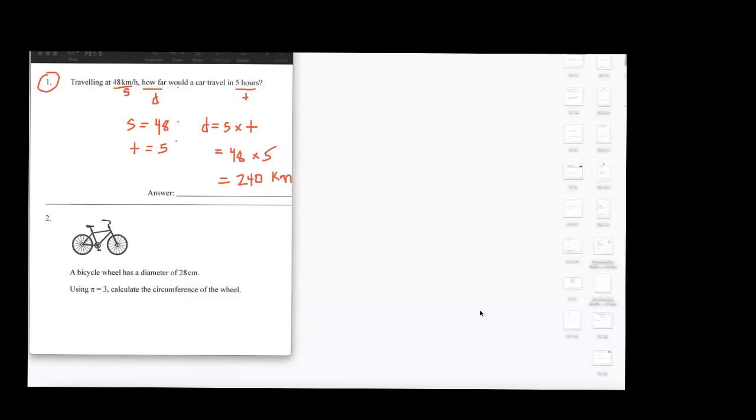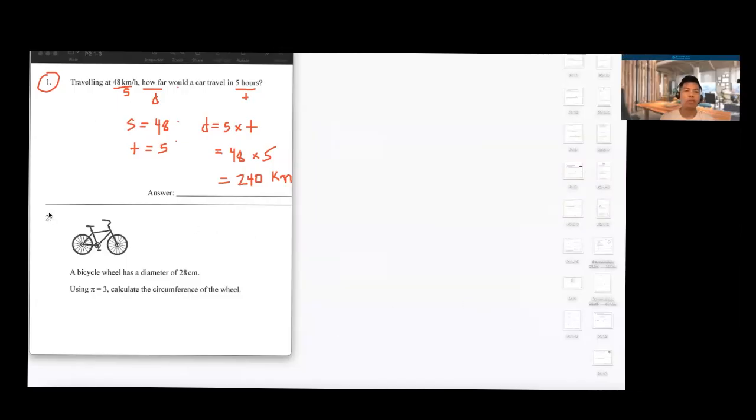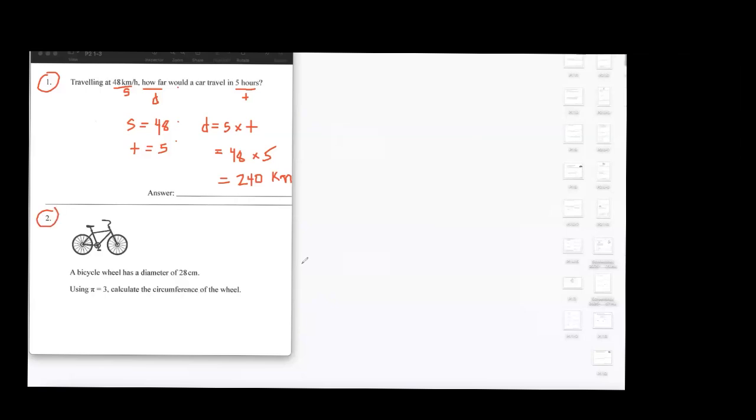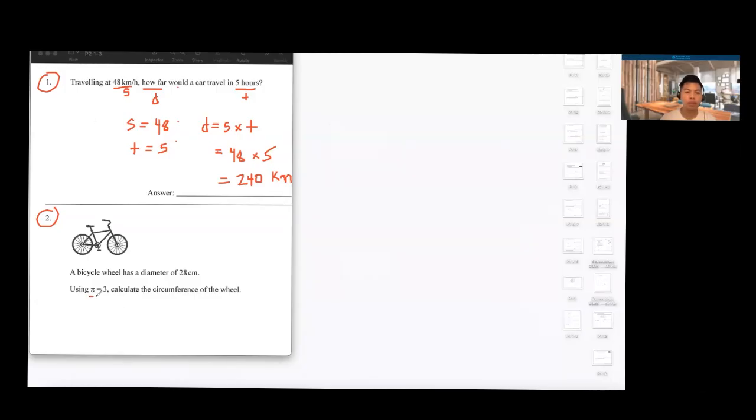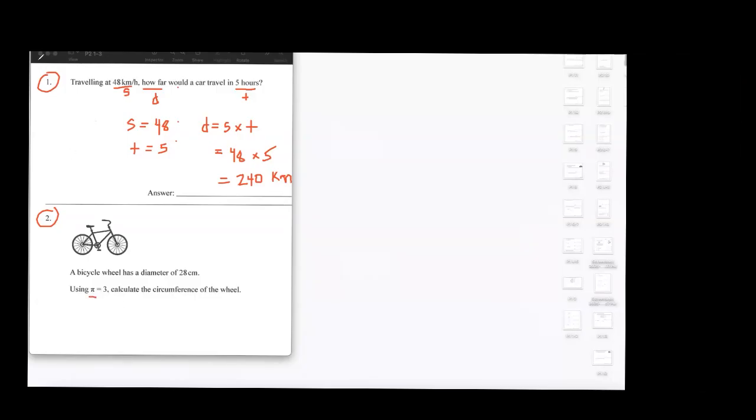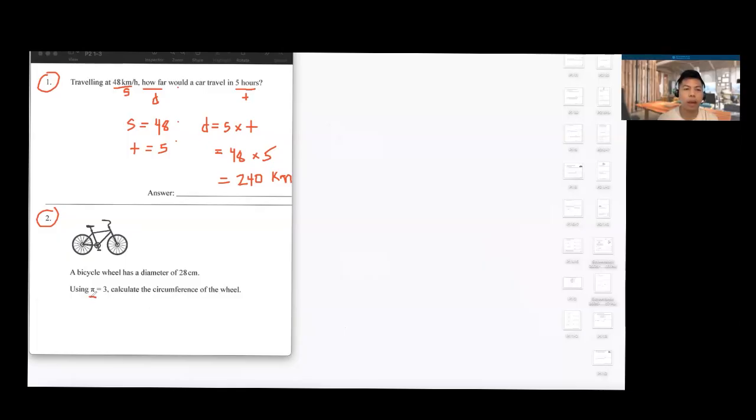No. Okay. Can you read number 2? A bicycle wheel has a diameter of 28 centimeters. Using pi equals 3, calculate the circumference of the wheel.